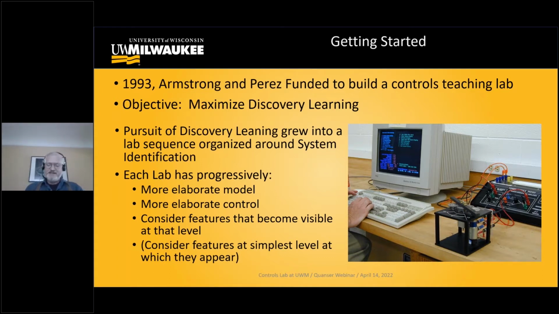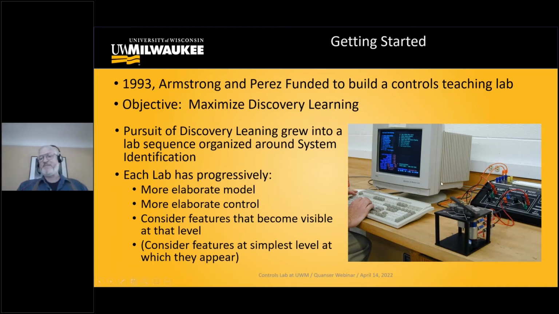And as the modeling becomes more sophisticated, by which I mean really starting with a very basic model of DC gain, and then going to a single pole model for dynamics and transient response, and then finally to a fourth order model, as additional features of the response become visible, then at that point along this journey, they are considered in more detail by the students.